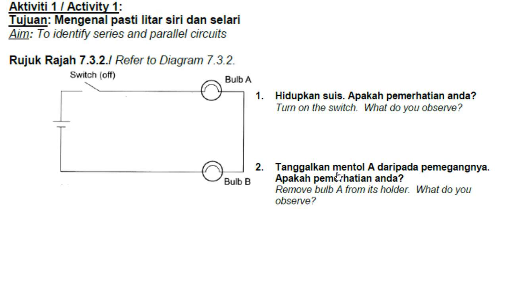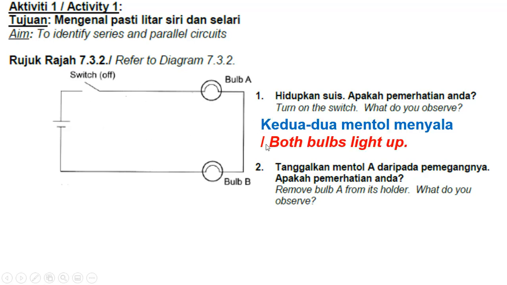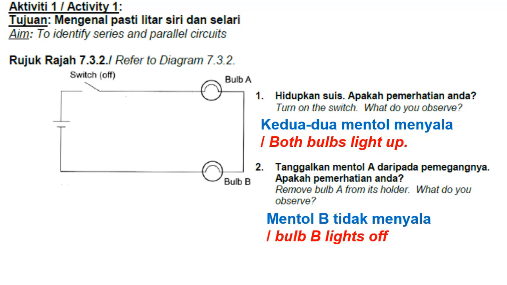So we do an activity to identify series and parallel circuits. We have a diagram with 2 bulbs, A and B. Turn on the switch. What do you observe? The current flows through bulb A and bulb B, so both bulbs light up. Now remove bulb A from its holder. What do you observe? Current cannot flow and bulb B does not light up either.